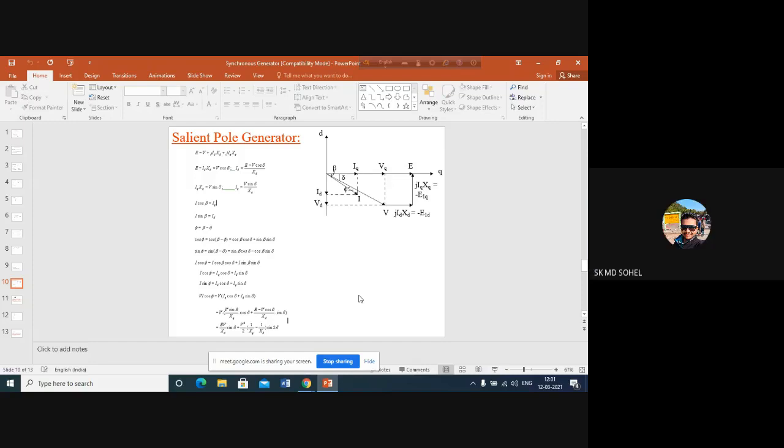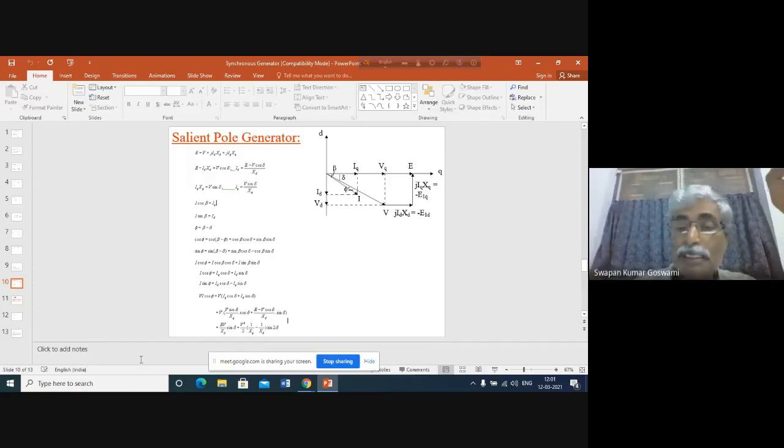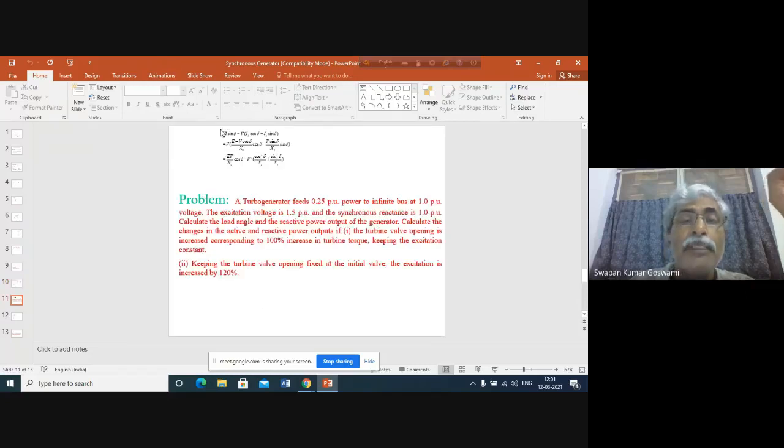Yes, sir. Now let us see how we can change the reactive power. How can we measure reactive power? VI sin phi is the reactive power. Put the value of I sin phi, which will be Id cosine delta minus Iq sin delta. So it will be V into (E minus V cosine delta) by XD cosine delta minus V sine delta by XQ sine delta. Rearranging, ultimately you get the expression EV by XD cosine delta minus V square into (cos square delta by XD plus sine square delta by XQ).